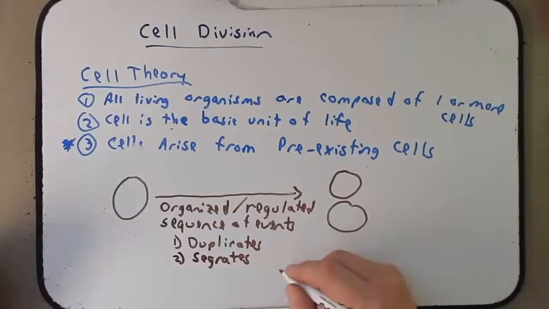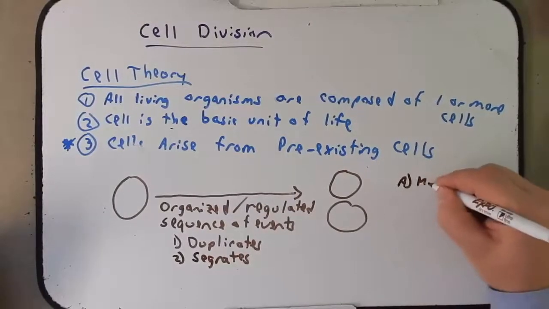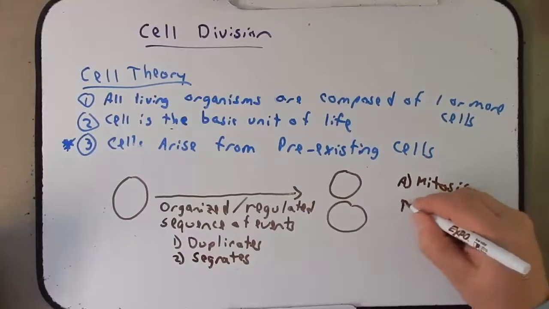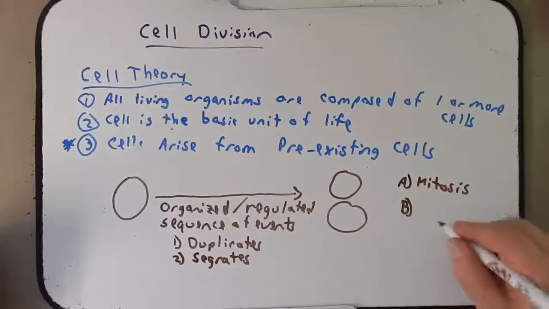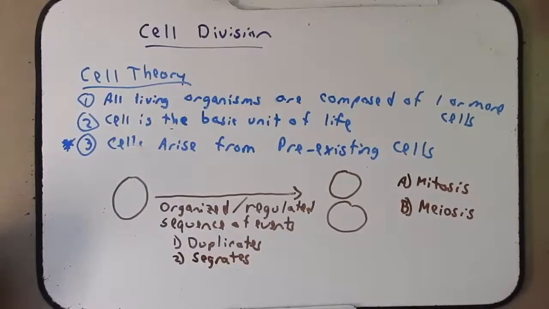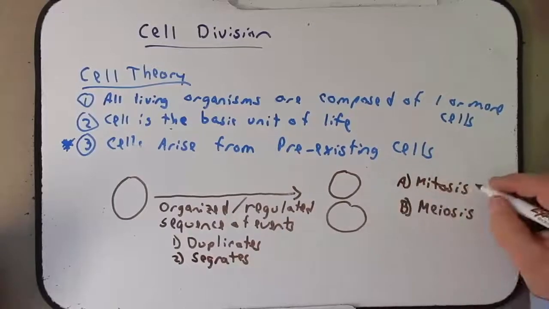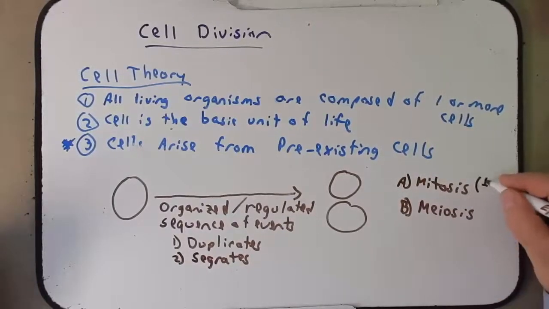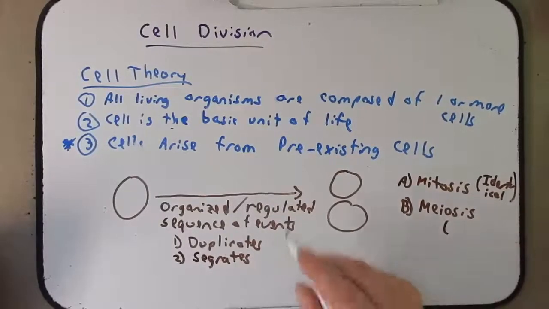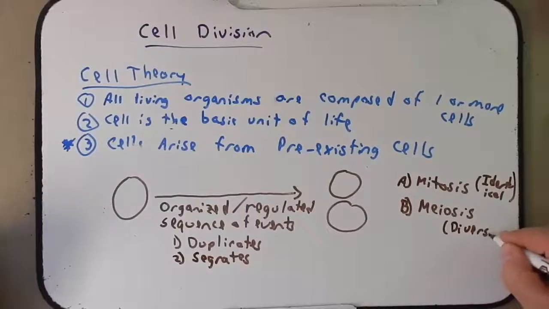It does this by two special kinds of cell division. One would be mitosis, which is what we're going to focus on in this class, and the other is a specialized cell division called meiosis, which is more appropriate to talk about in genetics. But mitosis will produce identical genetic cells. Meiosis, when it makes new cells, creates considerable genetic diversity.